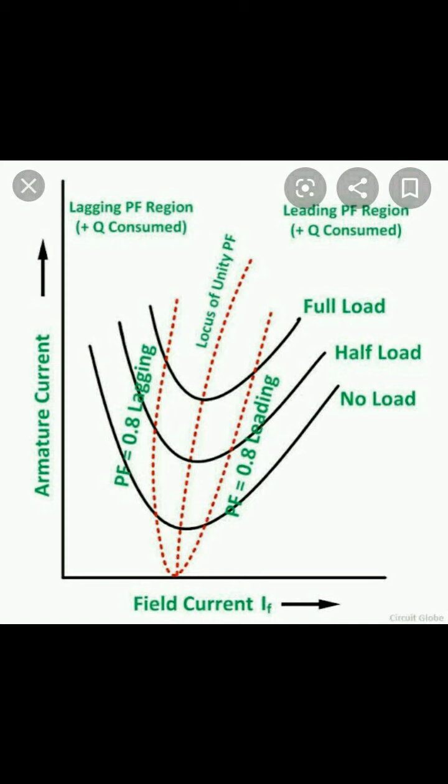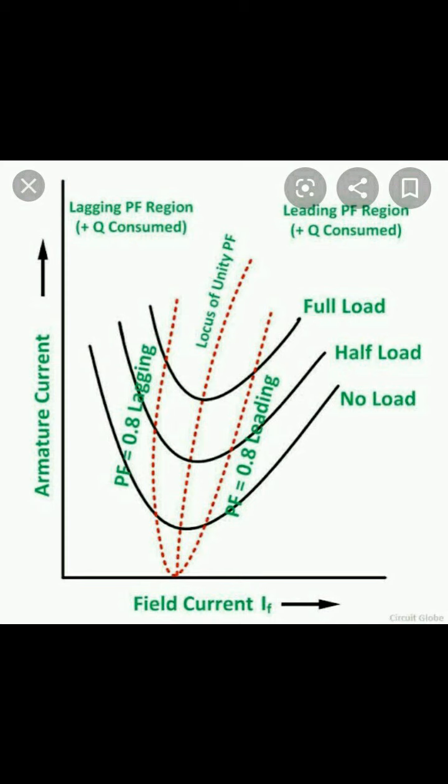So from the V curves for different power input, it is observed that with a low value of field current, the armature current is large and lagging. But as the armature current decreases to a minimum, the power factor is unity, and the corresponding field current is known as the normal field current or excitation of the motor for a particular load. The lines drawn through points of equal power factor at different loads are known as compounding curves.